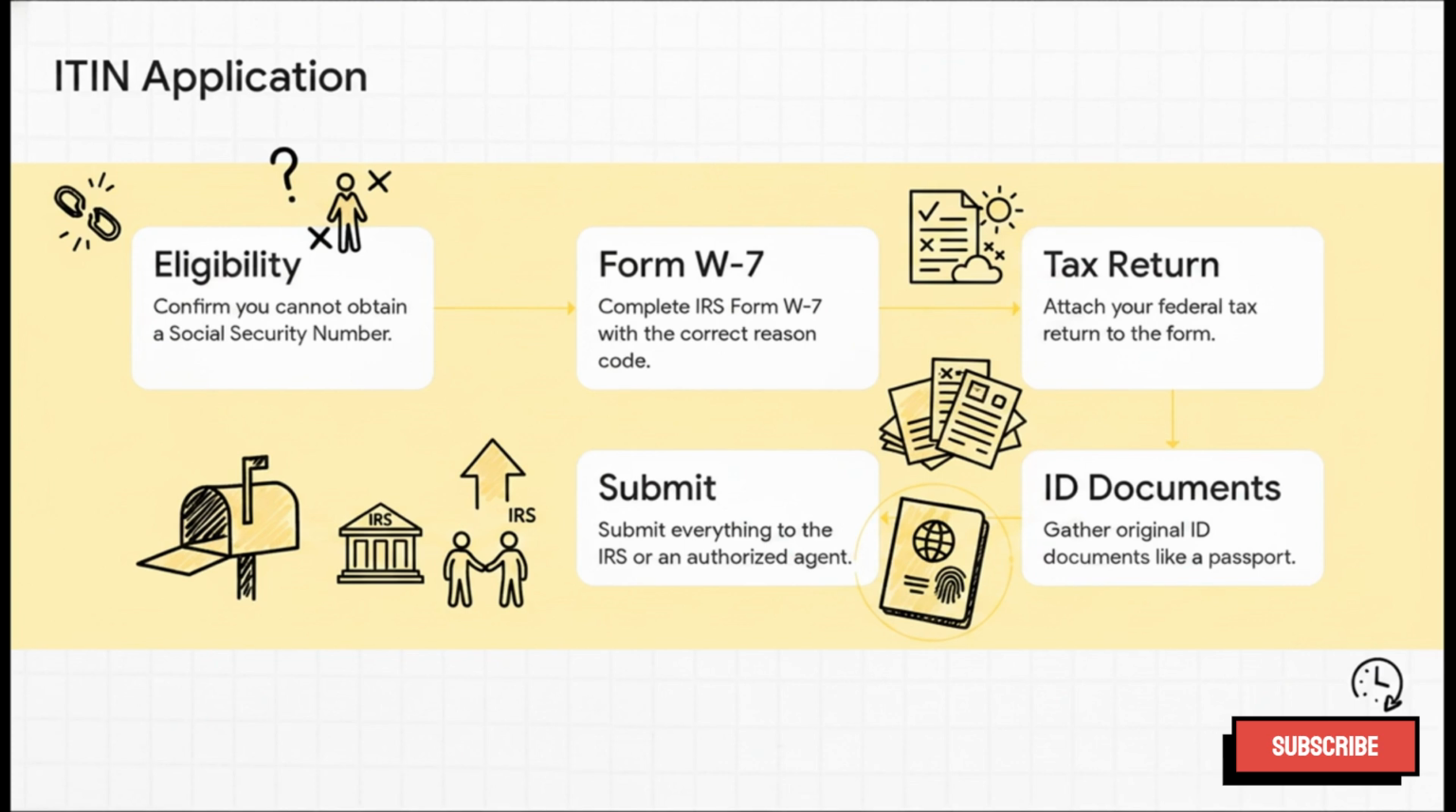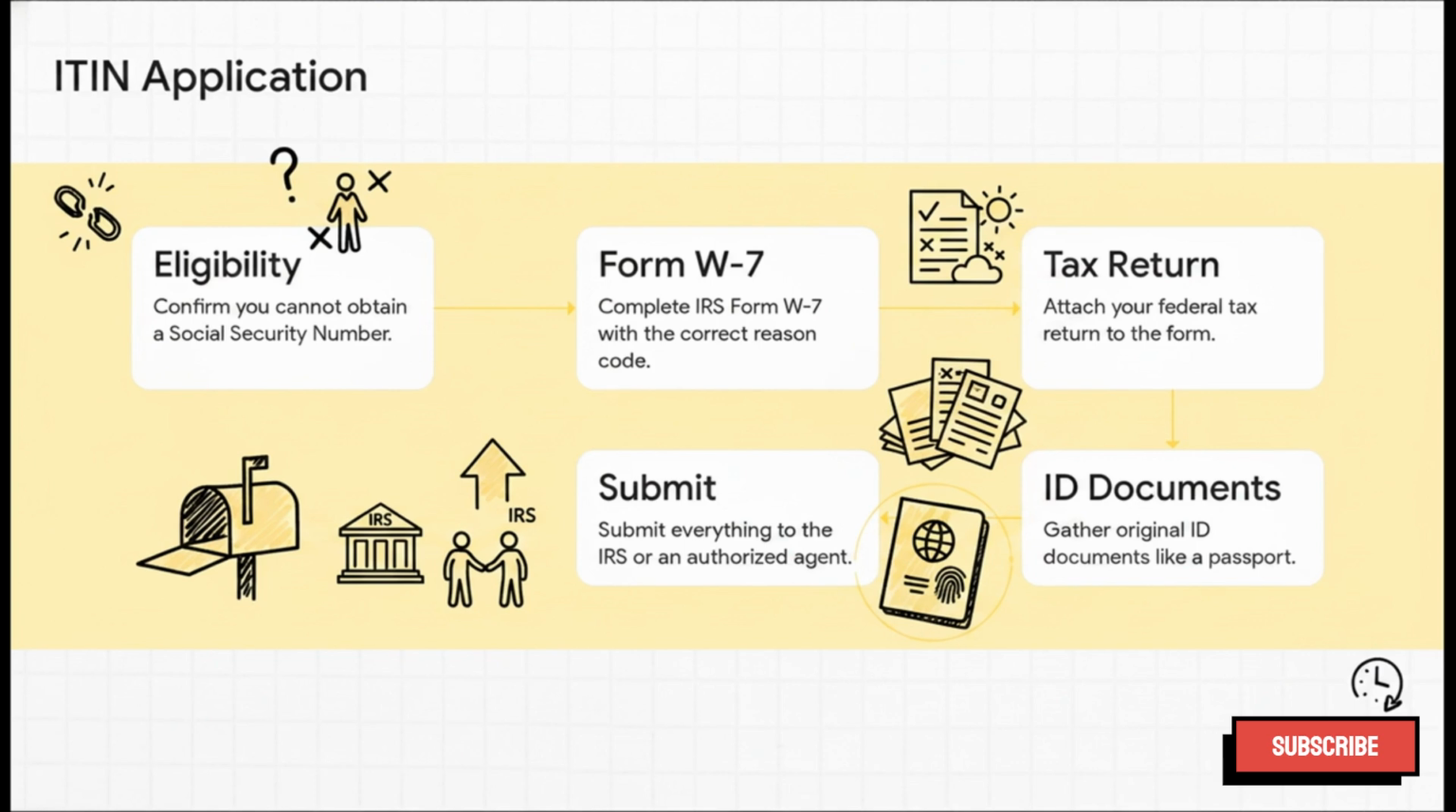Step 2. Download and complete IRS Form W-7. Now, be extremely careful here. The form has specific reason codes, numbered 1 through 8. Selecting the wrong reason, that's a huge cause for rejection. Step 3, in most cases, you actually have to attach your federal tax return right to this form. You usually don't apply for an ITIN all by itself. You apply when you're actually filing your taxes.